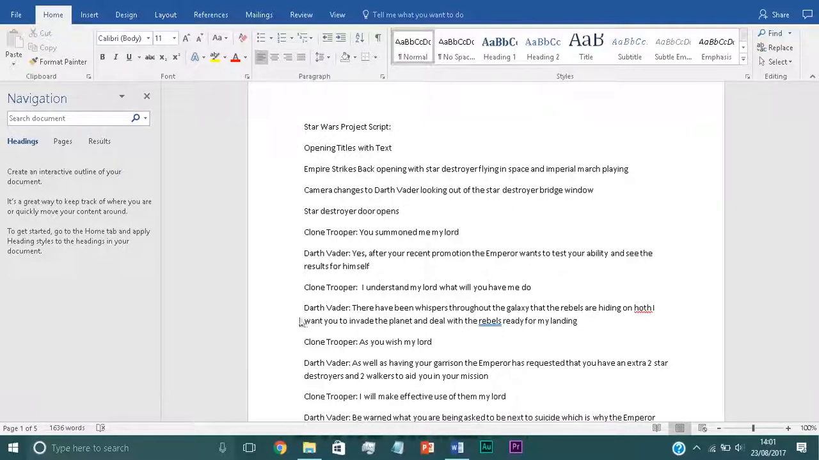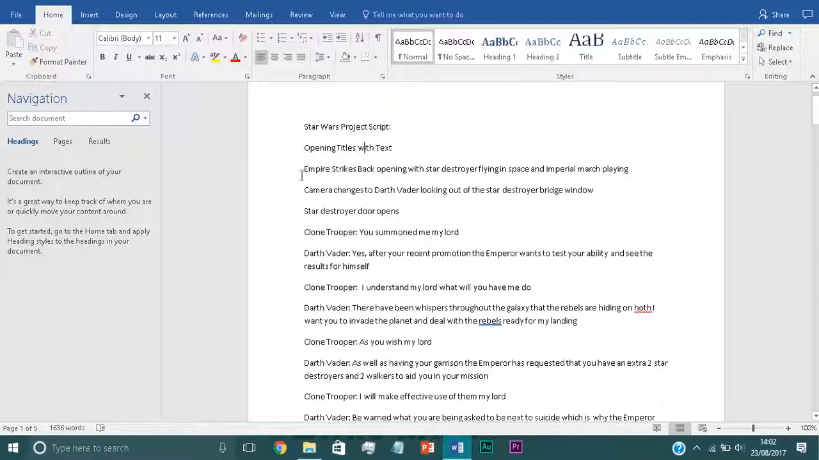I've got the original script on me here, and I've got my mouse now showing. It should be showing now, hopefully. But if we look here, I'm just going to go through it briefly and show you what bits have changed. So, opening titles with text, that changed from opening titles with crawl, but at the time of writing the script, I didn't know about the crawl creator, so I was going to do that myself.